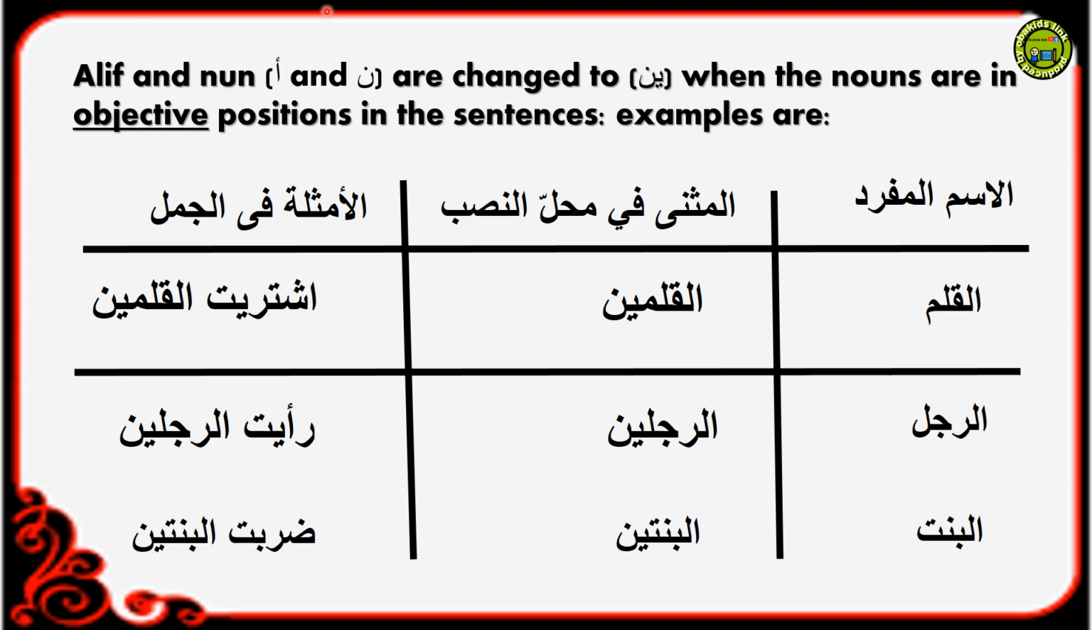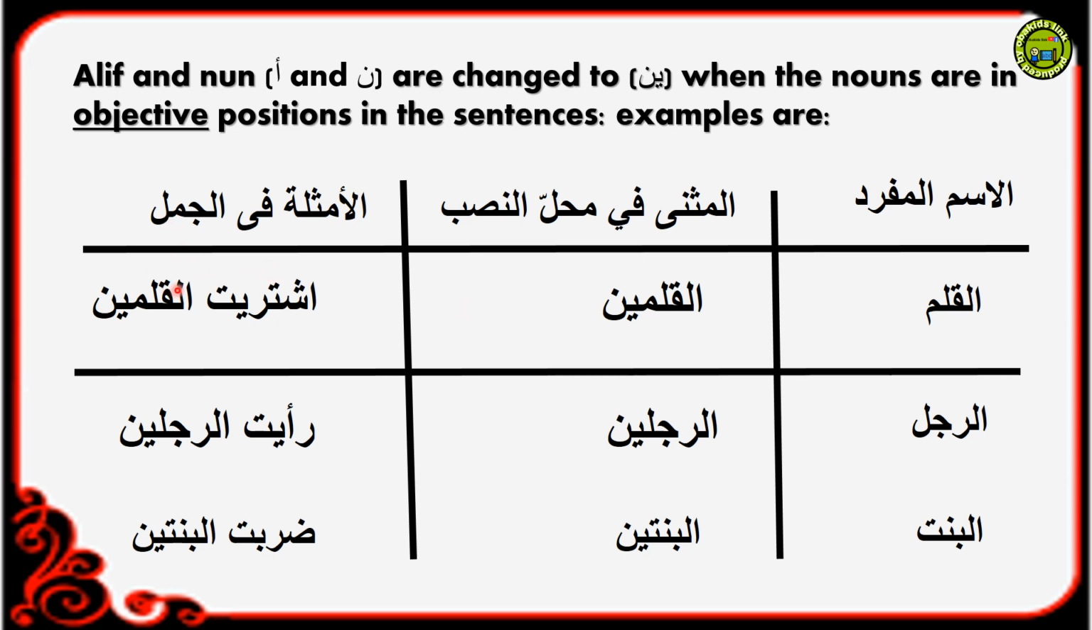Alif and noon are changed to yaa and noon when the nouns are in objective positions in the sentences. Examples are: ismu al-mufrad, singular noun. Al-musanna fi mahalli nasb, dual in the position of fatha, as if it were an object. Al-amthila fil jumla, the examples in sentences. Al-qalam, the pen. Al-qalamain, the two pens.